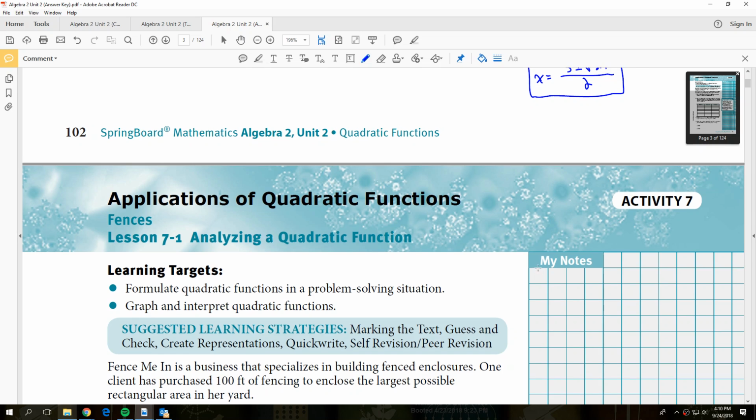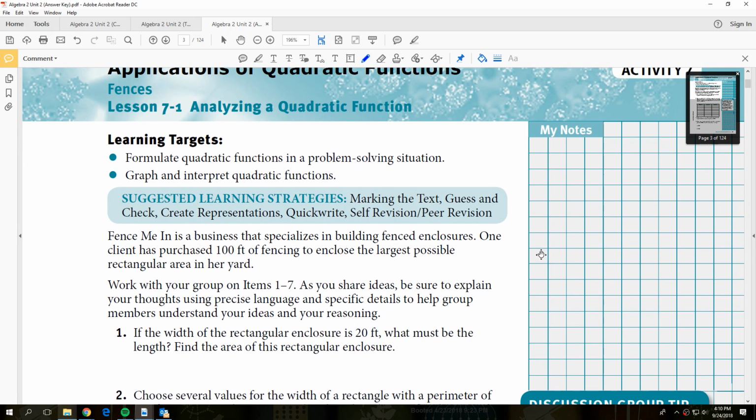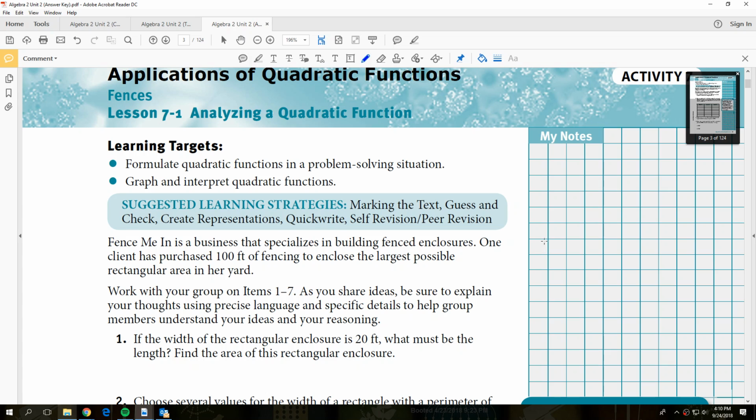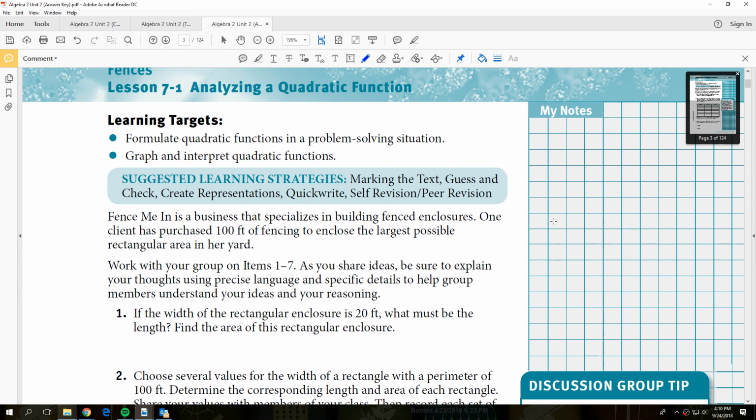All right, so let's get to the lesson. Those are all things that you should already know. All right, so lesson one is analyzing a quadratic function. And I'm going to kind of fly through this a little bit here. And I just want to note a couple of different things. First of all, what's a quadratic equation?